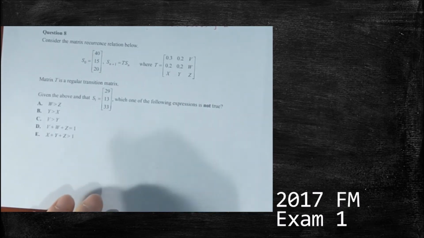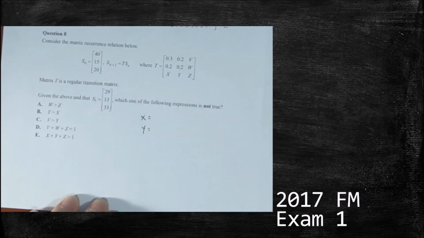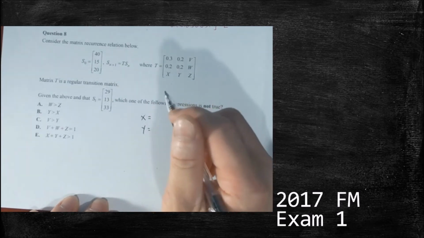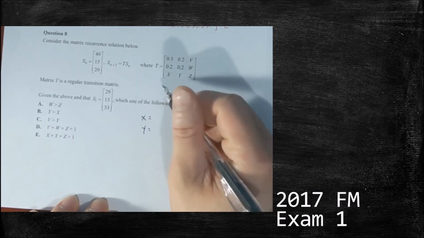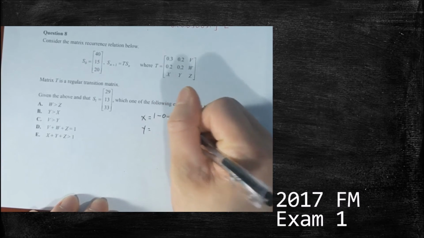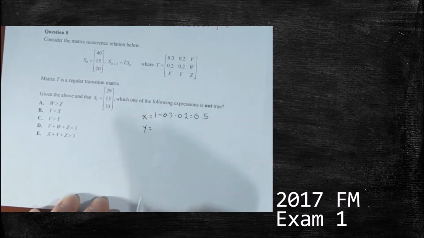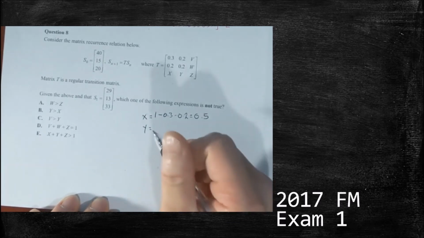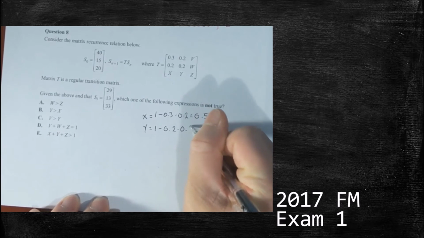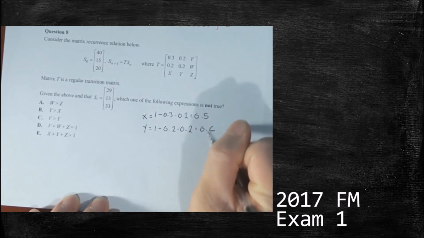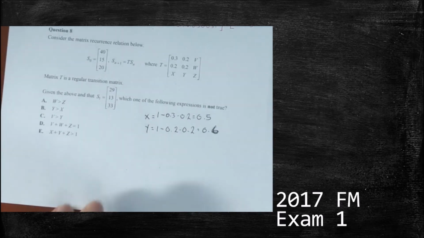Now, the easiest ones to find are X and Y, because hopefully you remember that the columns must add up to 1. So that means X is 1 take away 0.3 take away 0.2, which gives 0.5. So X is 0.5. Now Y would be the same, 1 minus 0.2 minus 0.2, which equals 0.6. So X is 0.5, Y is 0.6.